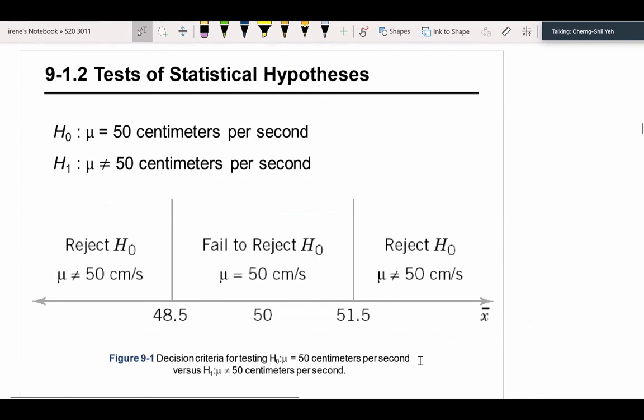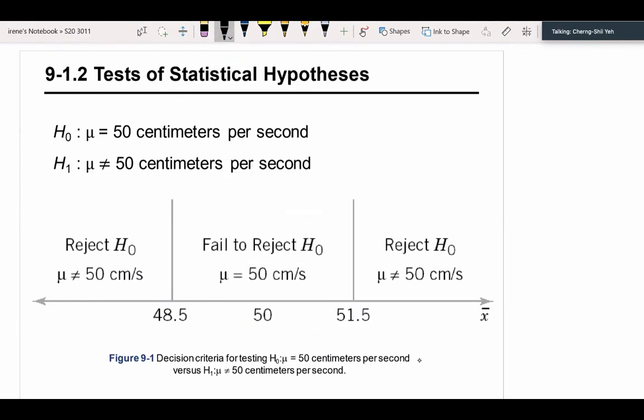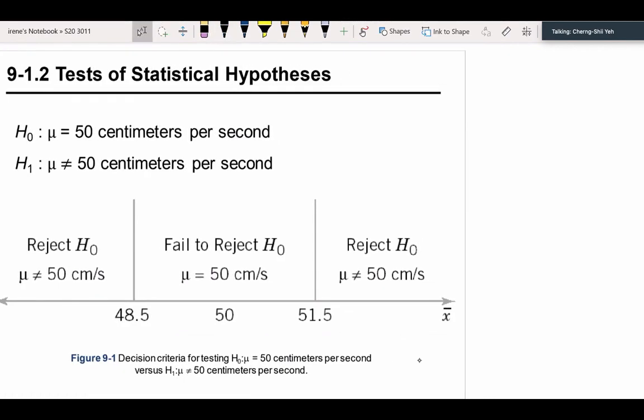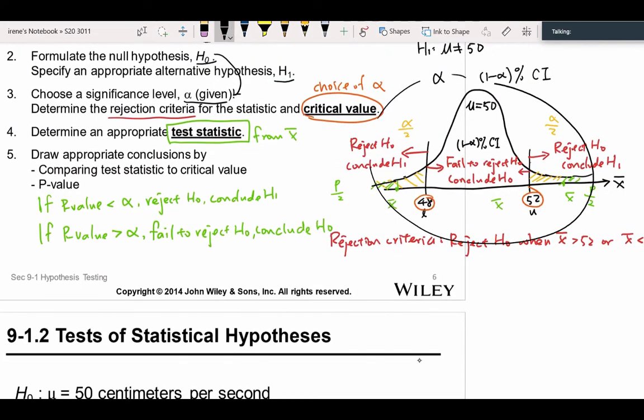So here is an example. My null hypothesis believes my existing process has a population mean of 50 centimeters per second, while the alternative hypothesis believes it's not 50 anymore. Could be greater, could be less. So here is my sketch. It's a sketch without the distribution, but it's very similar to the one that we just did.